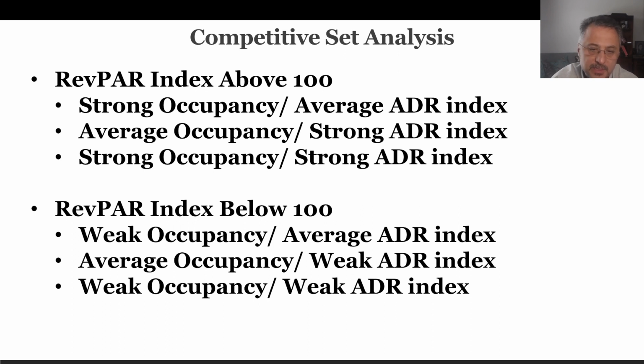And if you have weak occupancy and a weak ADR index, that means very poor guest perception of products and service levels at the current rate structure. So you need to check everything: marketing efforts, product and service levels, facility quality, as well as maybe brand affiliation. Otherwise, it's going to be very hard to fix this. There is something going wrong with your property.